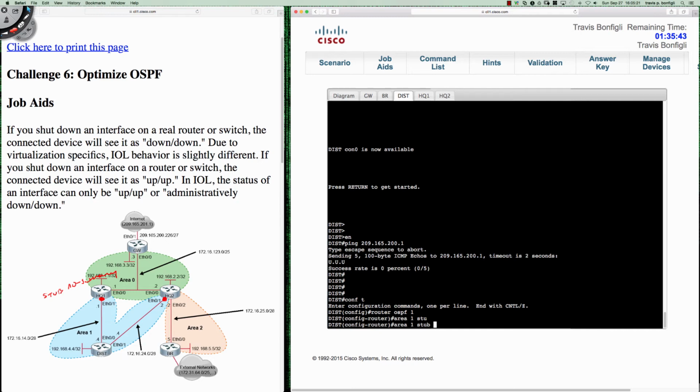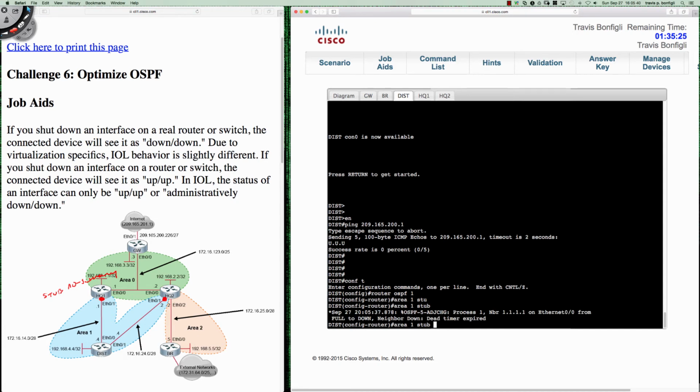So I can put no summary, and it's not going to break anything. It's going to do exactly what it's supposed to do, but I don't have to, right? I don't have to put stub no summary because it's being done on HQ1 and HQ2, who are my only paths out. In fact, you can see here the dead timer just expired because we are not in the right area. So let's go ahead.